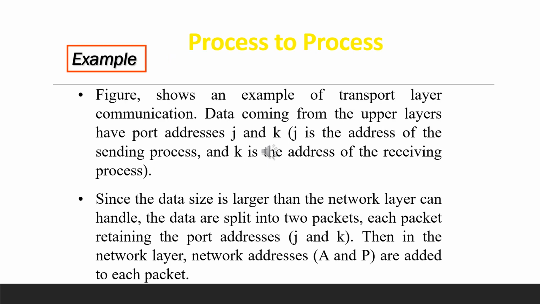Now we have a figure, it shows an example of transport layer communication. Data coming from upper layers have port addresses J and K. J is the address of the sending process and K is the address of receiving process. Since the data is larger than the network layer can handle, the data are split into two packets, each packet retaining the port addresses J and K. Then in the network layer, network addresses A and P are added to each packet.